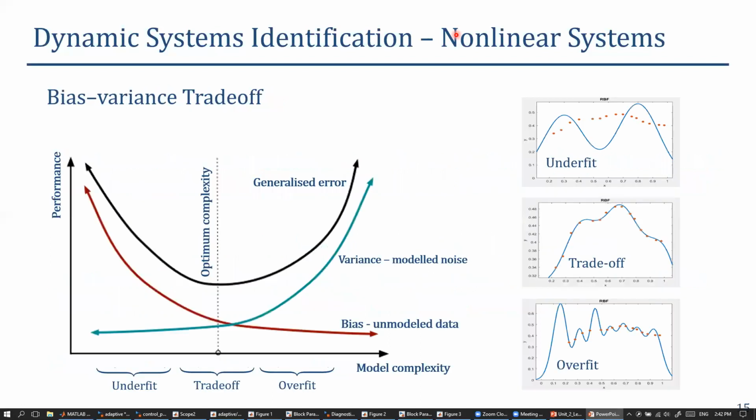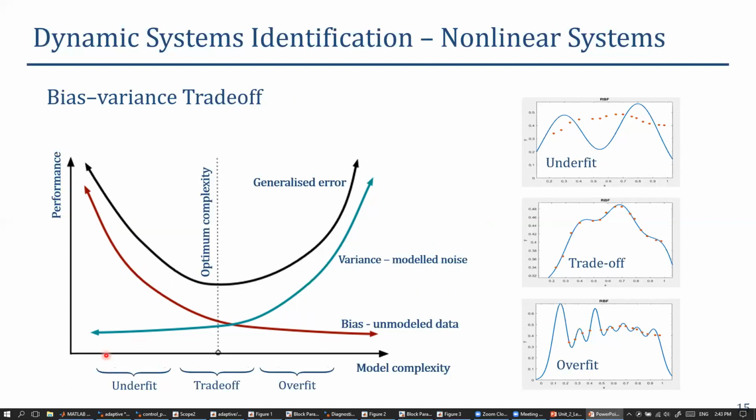Okay. Have you seen this graph before? This tells us the model complexity versus performance. So the more complex the model is, the more complex the structure, then the bias decreases. We see that here, right? The more complex the model is, the bias gets smaller. And the less complex the model is, the bigger the bias is.